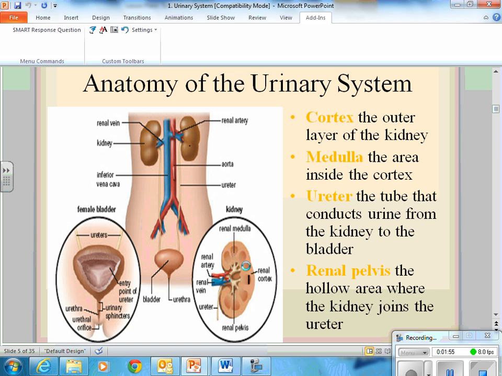And the kidney itself, if we looked at a cross section of the kidney, it's got a cortex, which is the outer layer. The medulla is the inner layer. The ureter is attached right here. That's where that tube carries waste out of the kidney. And then the renal pelvis. Pelvis just means a place where something joins. Just like your torso joins to your leg at your pelvic bone, at your hip bones, here's where your ureter joins up to your kidney.